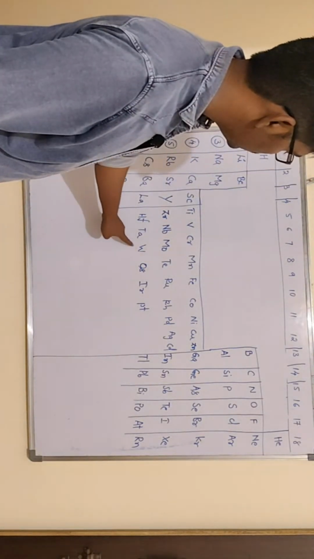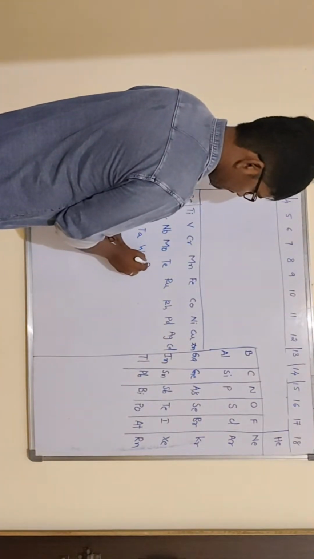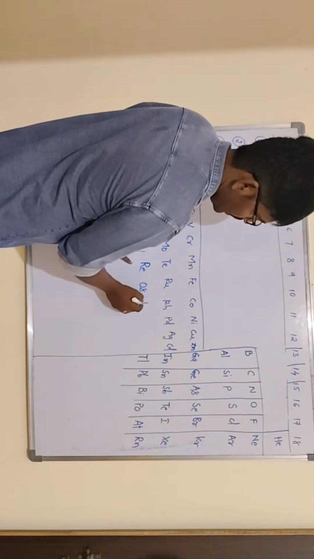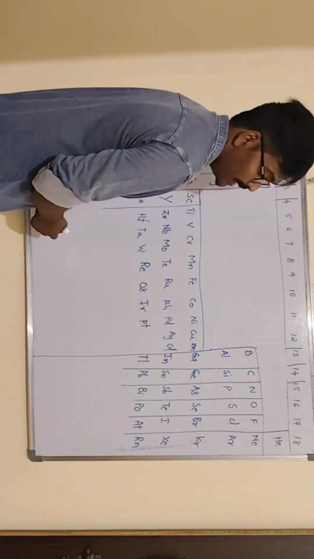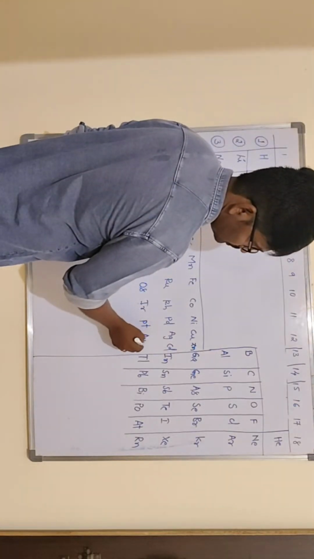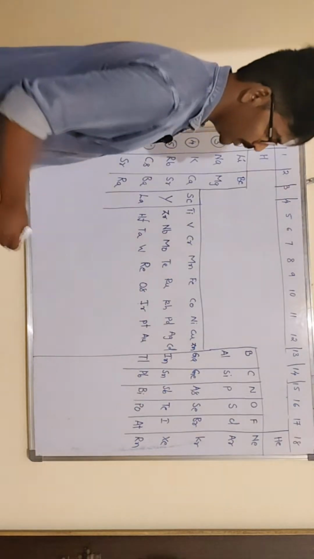lanthanum, hafnium, tantalum, tungsten, rhenium, osmium, iridium, platinum, gold, then mercury.